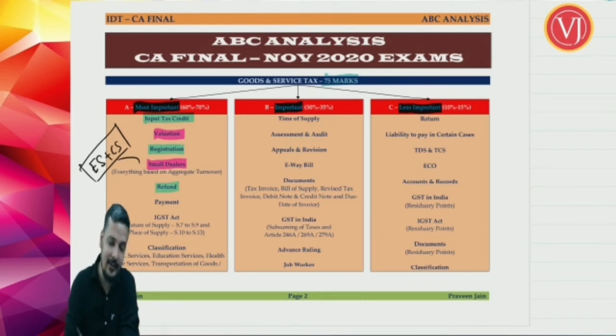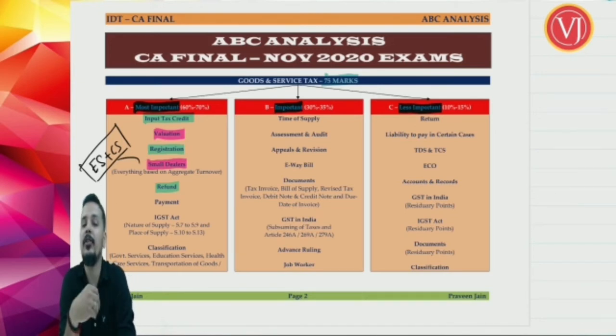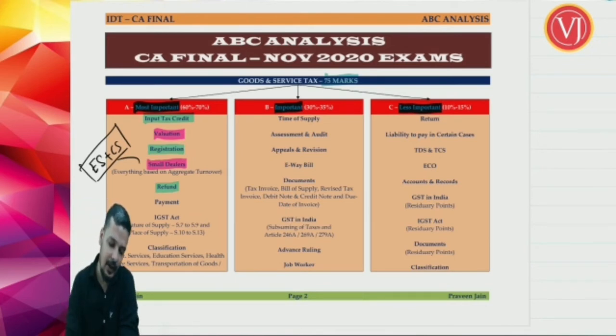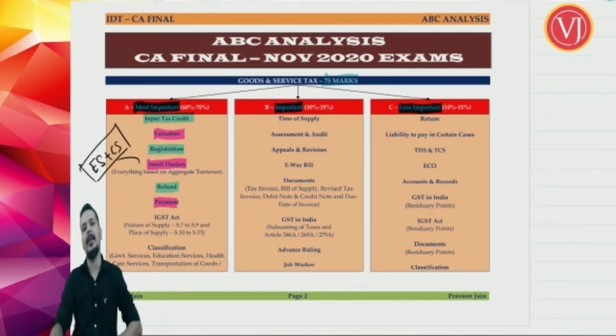Again, refund, friends. Just like small dealers, there are amendments in the refund chapter, and you can easily expect questions directly from these amendments in your exam. Then friends, you are talking about your payment chapter. In the payment chapter, two things are very important and crucial.